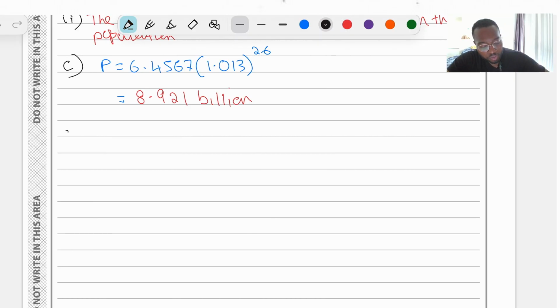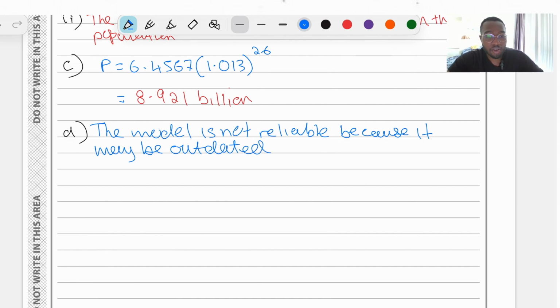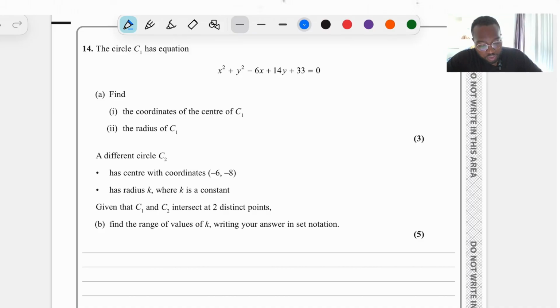So you can put something like the model is not reliable because it may be outdated, okay? And something like that, and you are done. It's only 1 mark. So for question 14, okay, we have this circle which has this equation.